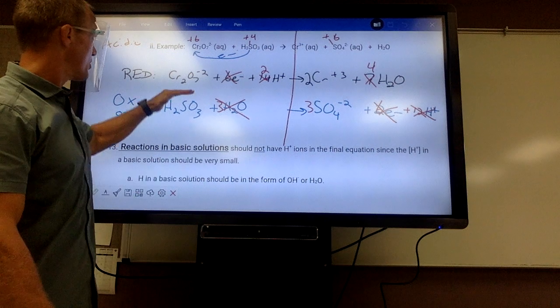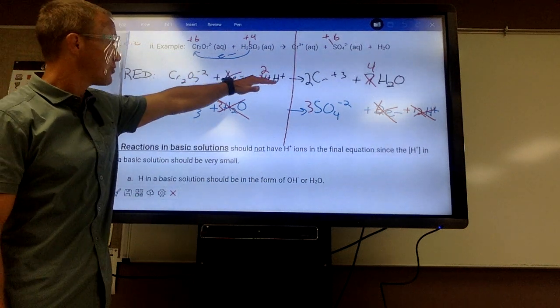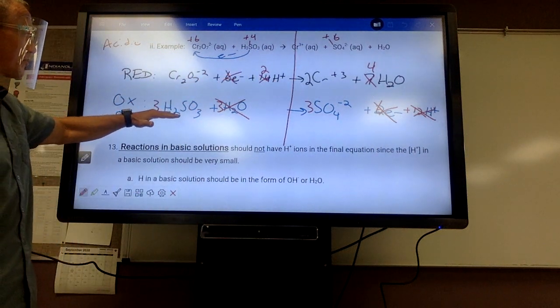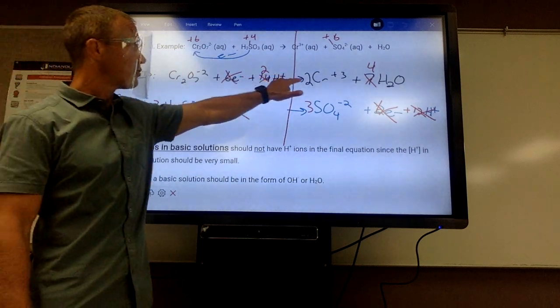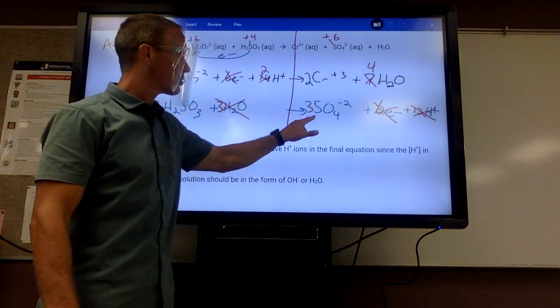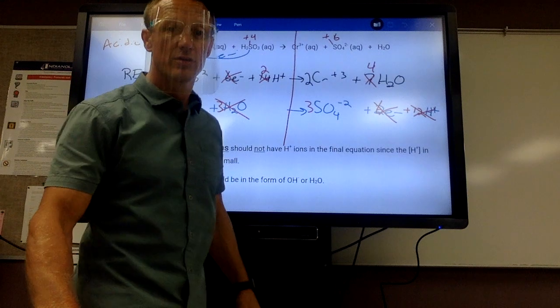Now we can write our overall reaction, which would be 1 of these with 2 hydrogens plus 3 of those makes 2 Cr plus 3s plus 4 waters plus 3 SO4 -2s.